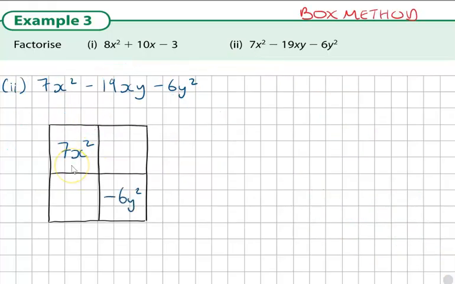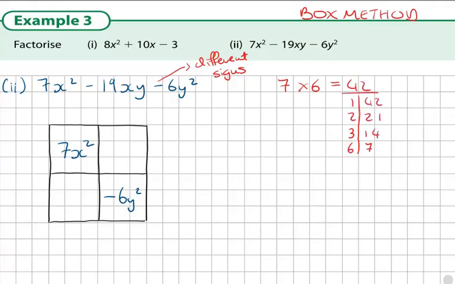So 7x squared in the first box, minus 6y squared in the last box. This minus tells me the signs are different. 7 times 6 is 42. These are my factors of 42. I'm going to again go with 2 and 21. So I'll have 2xy in one of the boxes and minus 21xy in the other box, because 2xy minus 21xy gives me minus 19xy.